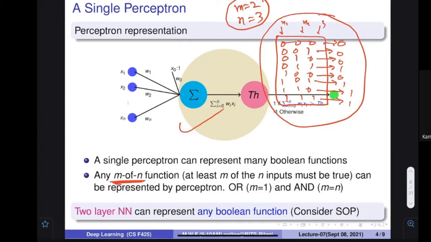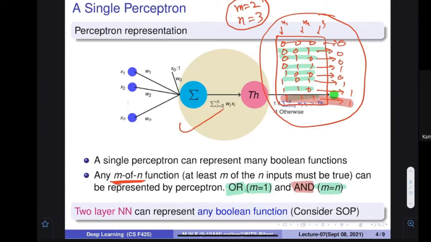In this particular setting, if m is equal to 1, meaning at least one item is there, it would be 1 at all the places. So this is logically the OR gate. If there is any 1, it is going to give you 1. If m is equal to n, meaning all the inputs must be 1, then only it is going to be 1. This scenario is called the AND gate. You can see that various AND and OR gates can be made using this.